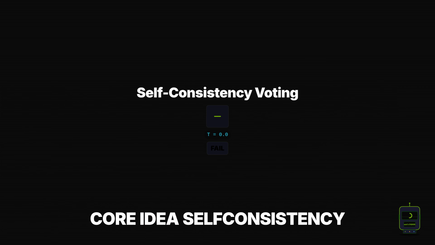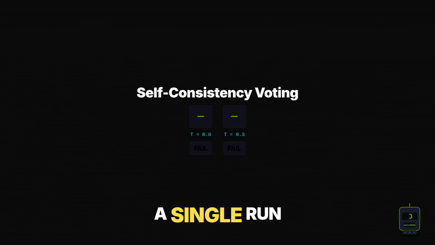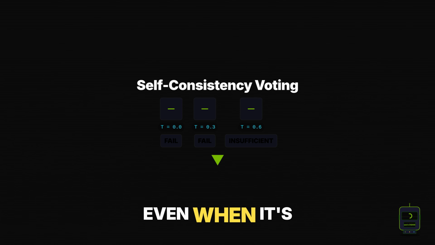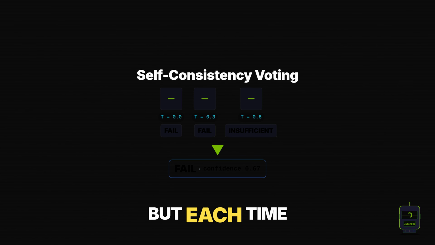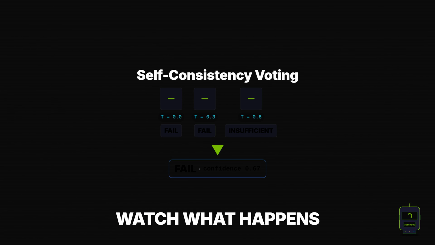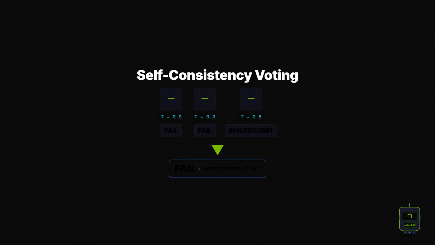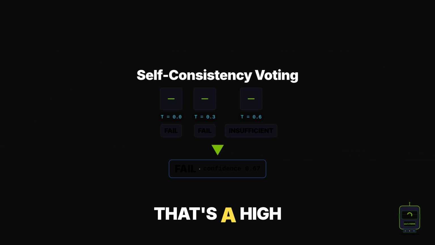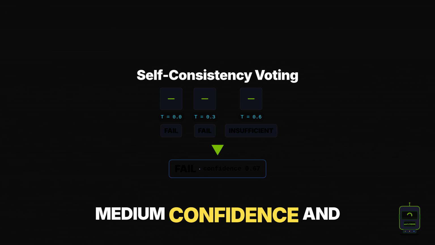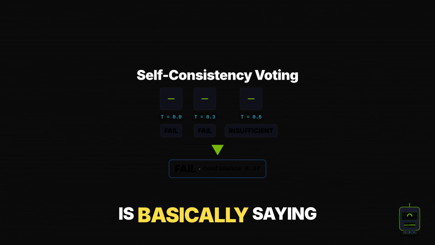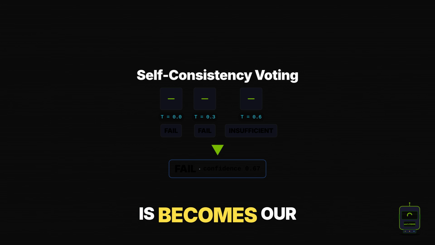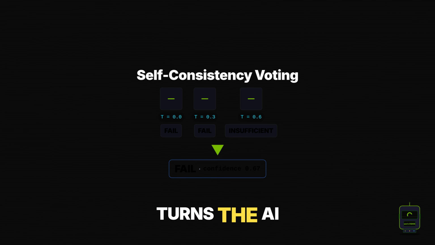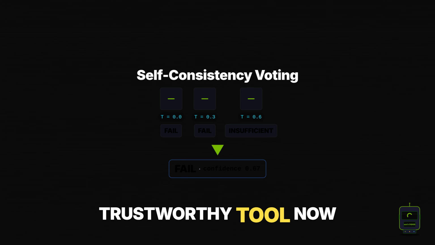Now here is the core idea. Self-consistency. A single run of the model can sound super confident, even when it's completely wrong. So we do this instead. We run the exact same question 3 times, but each time we change the temperature, 0.0, 0.3 or 0.6. Watch what happens. All 3 answers go into a quick vote. So 3 out of 3 agree, that's high confidence. 2 out of 3 agree, that's medium confidence. And if only 1 agrees, the model is basically saying, I don't know. So this disagreement behavior becomes our confidence signal. And that's what turns a vibe machine into a real trustworthy audit tool.